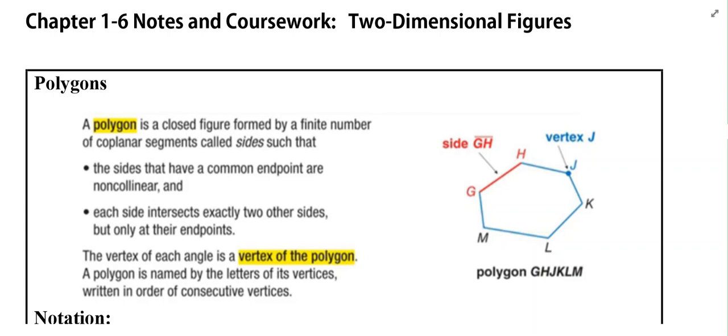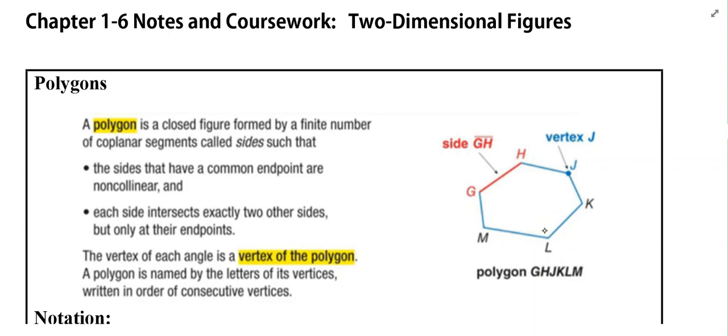Now, a polygon is a closed figure. It's formed by a finite number of segments that are all in the same plane, and they're called sides. The sides intersect in a common endpoint, which is called the vertex. And each side only intersects one or two other sides.